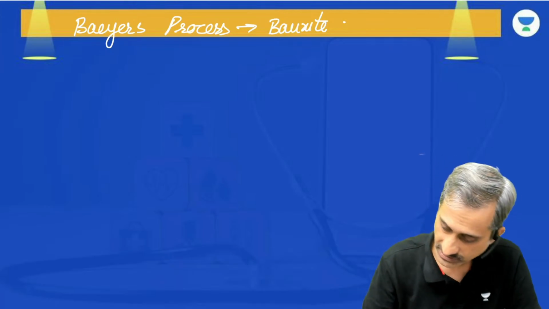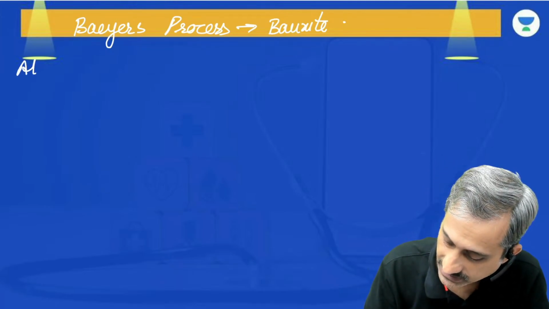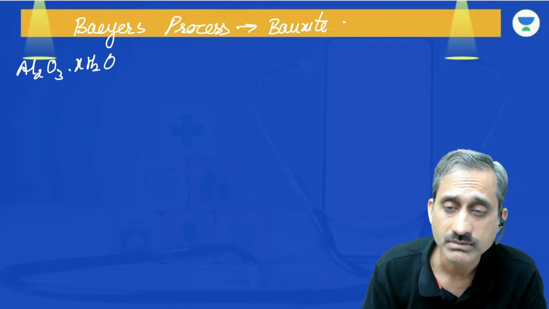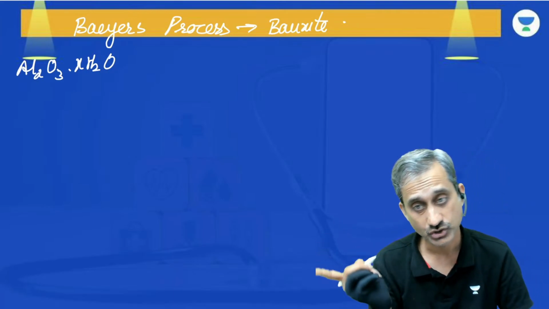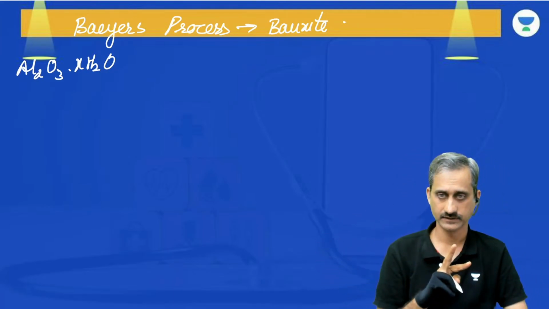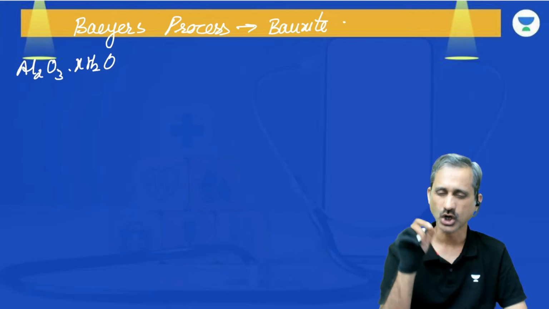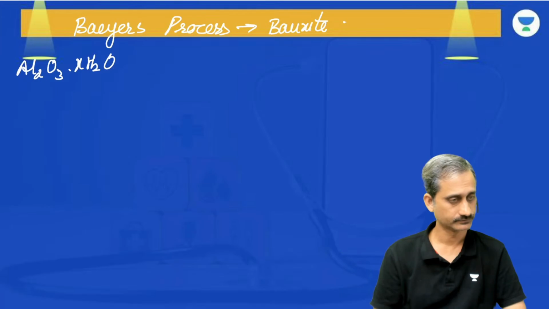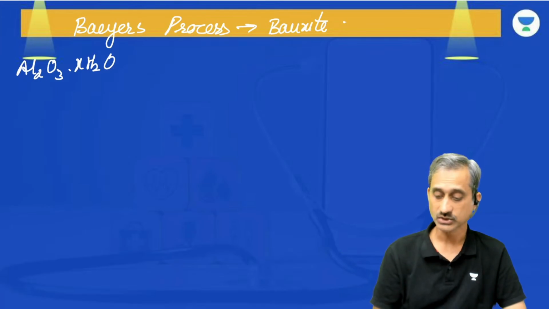When you talk about bauxite, bauxite is actually aluminum oxide. It is Al2O3.XH2O. It is hydrated alumina. And remember, bauxite is hydroxide as well as oxide. It is actually AlO.OH4. It is hydroxide, oxide, and hydrated ore. So that is what we have as bauxite.